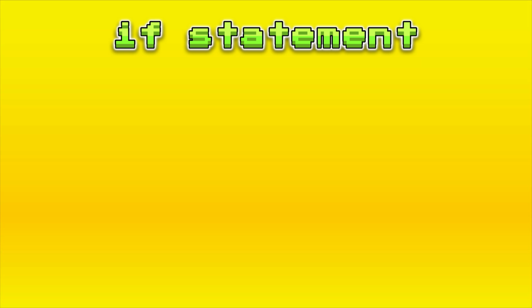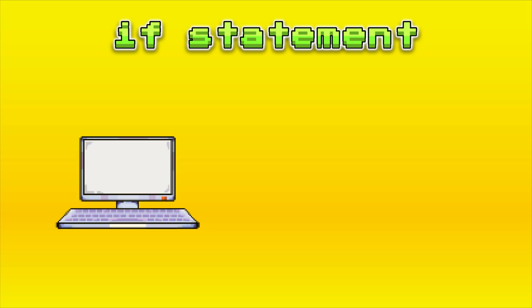If statement. What is it? A computer can execute over 100 billion instructions per second. It is very easy to calculate something. For example, the result of 1 plus 1 equals 2. Or more complex calculations. But if you ask something simple, it doesn't know the answer.